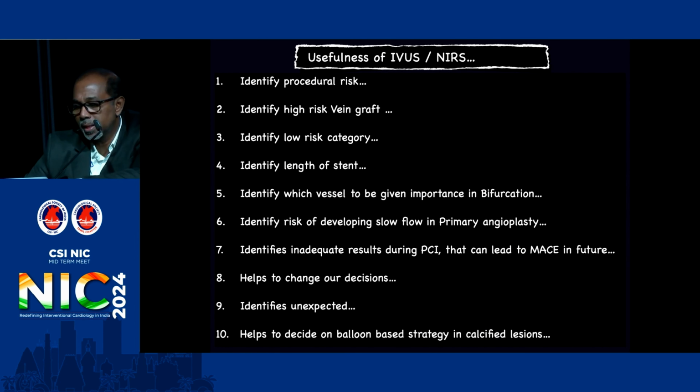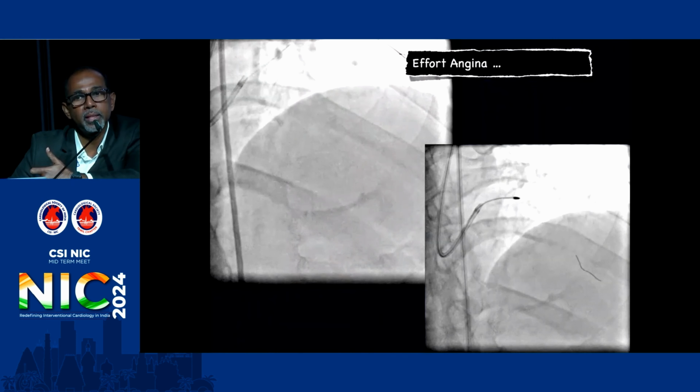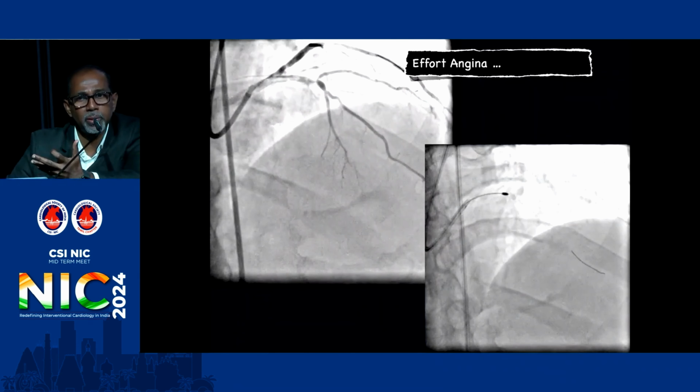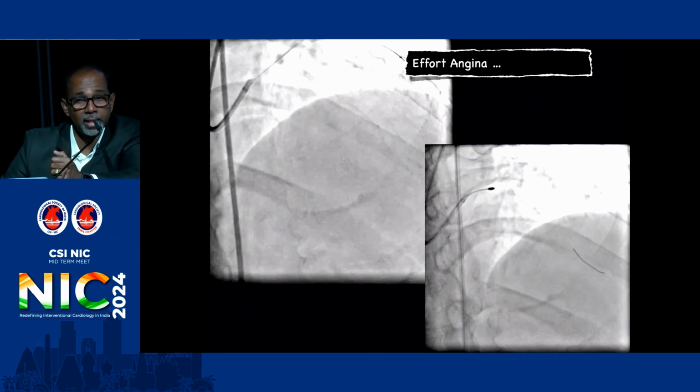It also helps us to identify the balloon-based strategy in calcified lesion. When you have a calcified lesion, if you see huge amount of lipids beyond the calcium, then probably you need to think in terms of a softer balloon, a non-compliant balloon rather than a high-pressure balloon, so that the distal embolization also could be significantly reduced.